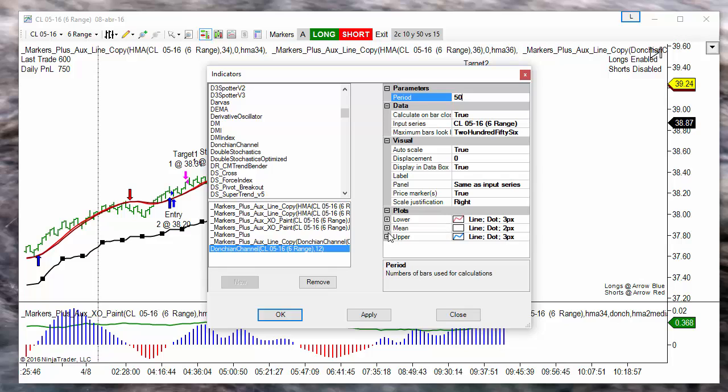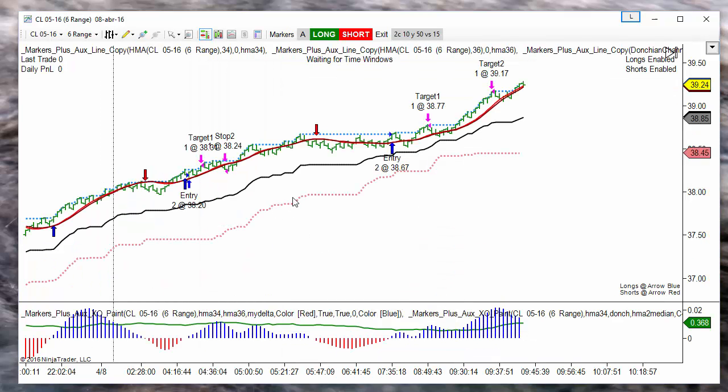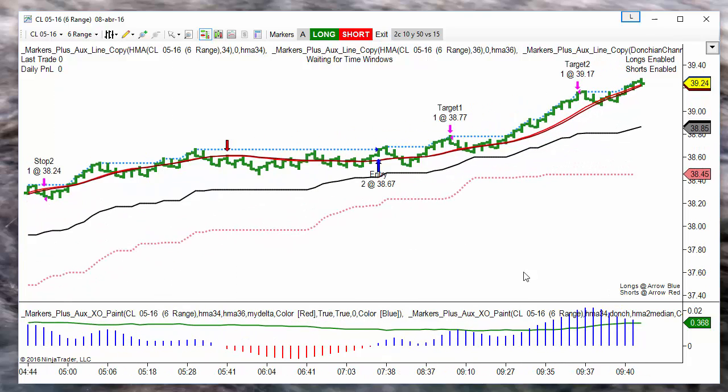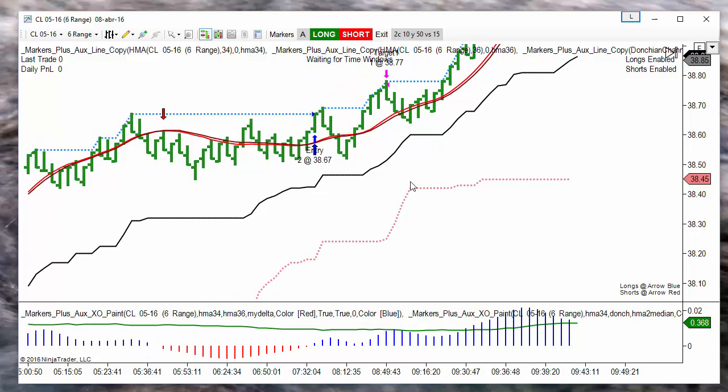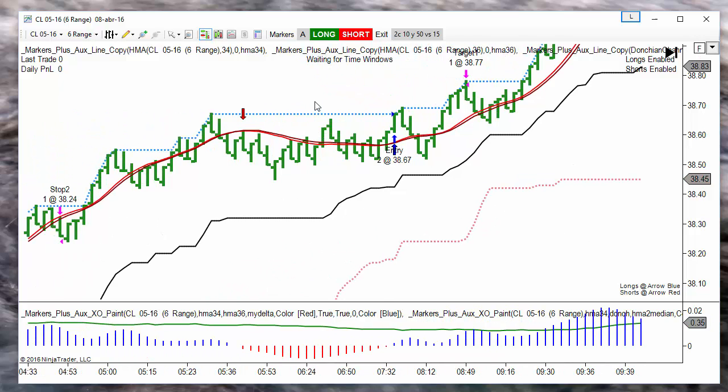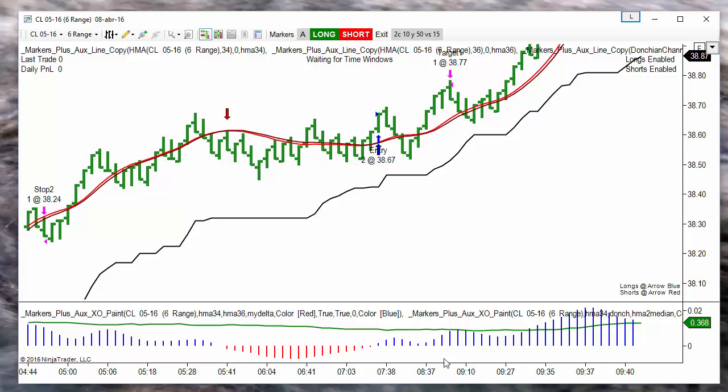So if we add a Donchian with the mean line, then now we can see that the black line is the middle of the Donchian. The Donchian has two lines. The lower line is the lowest low of the last number of bars, and the upper is the highest high of the last number of bars. And the black line is the average between both lines.